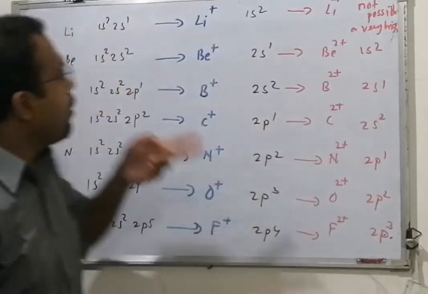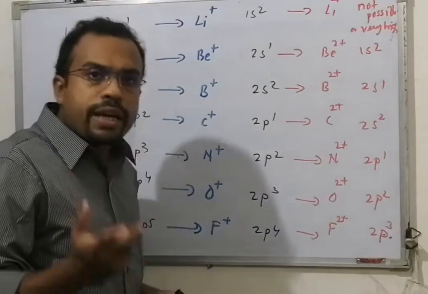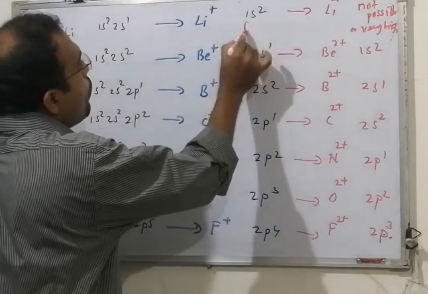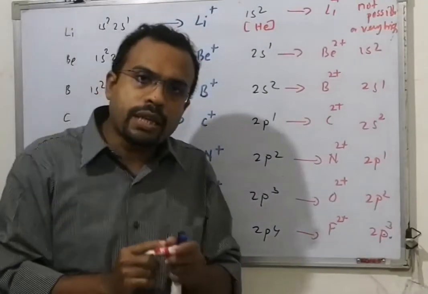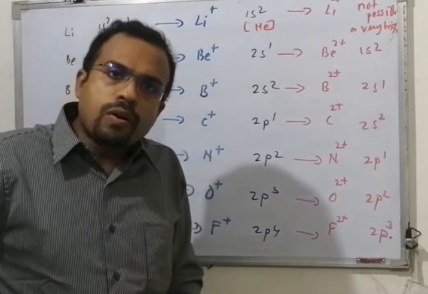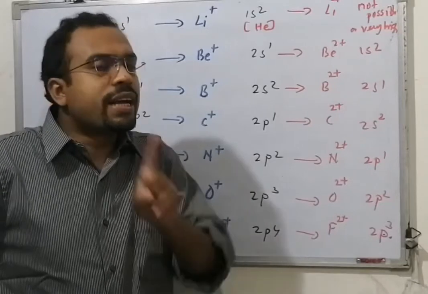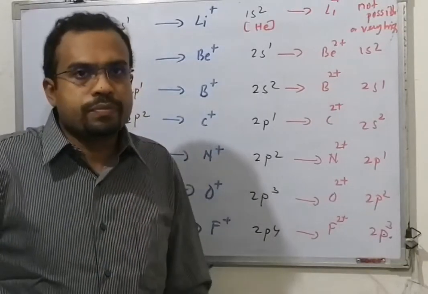When? If the configuration after the first ionization is a noble gas configuration. If the configuration after the first ionization is a noble gas configuration, in such cases, the second ionization energy will be very high, normally not possible.